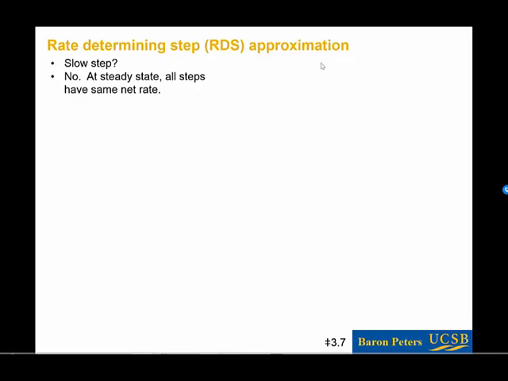This is frequently described in terms of identifying a slow step of the reaction. Well, that actually doesn't always make sense. Do we have a slow step? At steady state, at least, all the steps must have the same net rate, and so it doesn't really make sense to talk about one of them being slow.